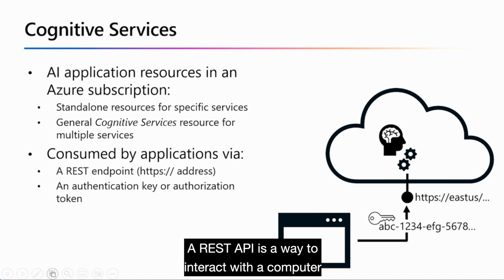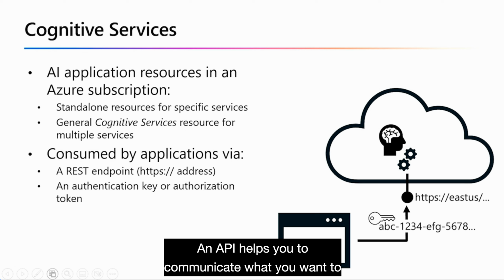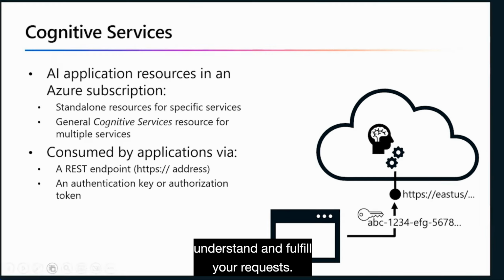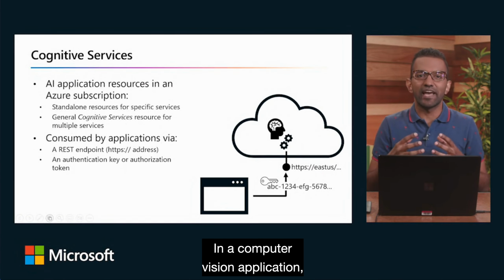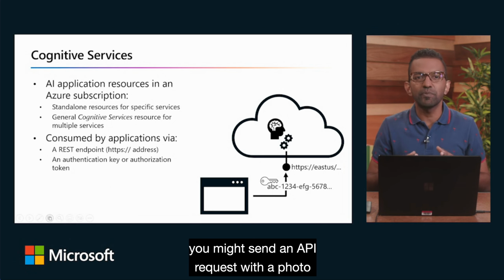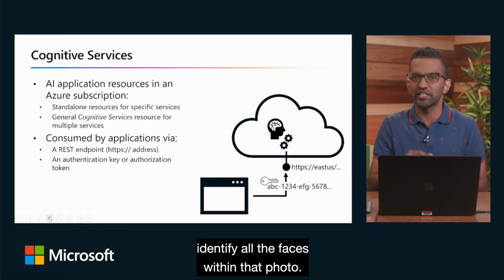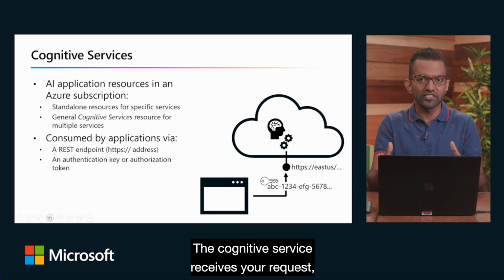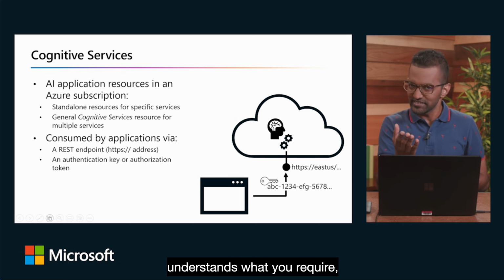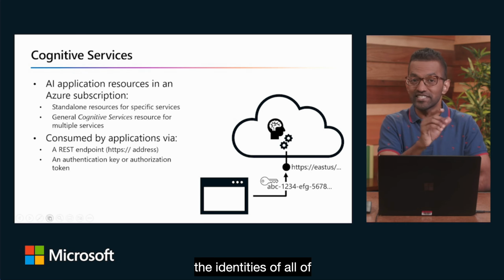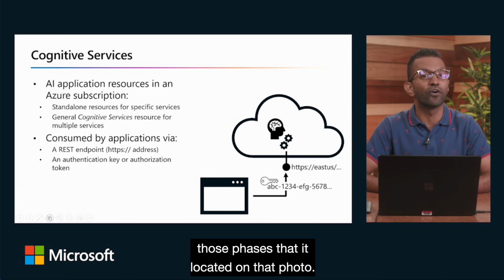A REST API is a way to interact with a computer or a system to retrieve information or perform a function. An API helps you to communicate what you want to that system so that it can understand and fulfill your request. So in a computer vision application, you might send an API request with a photo and request the service to identify all of the faces within that photo. The cognitive service receives your request, understands what you require, and carries out the tasks and returns that photo to you with the identities of all of those faces that it located on that photo.